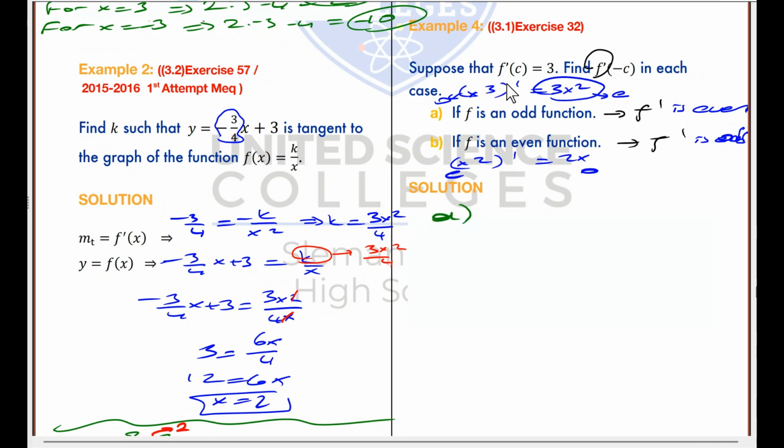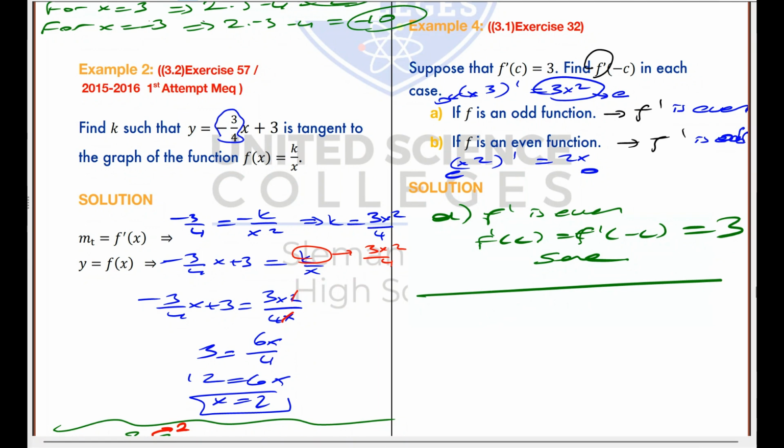Part A. If f prime is even, then by changing sign of c with negative c, you'll get the same answer, right? The y doesn't change. When x changes, y stays same. You get the same result. If f prime of c is 3, f prime of minus c is also 3. So when you have even f prime, then the result is same 3. Part B.